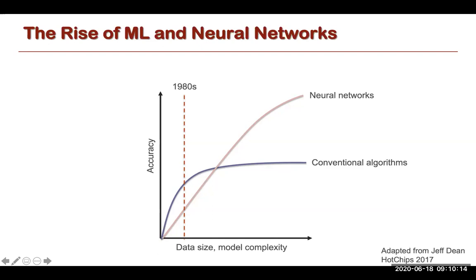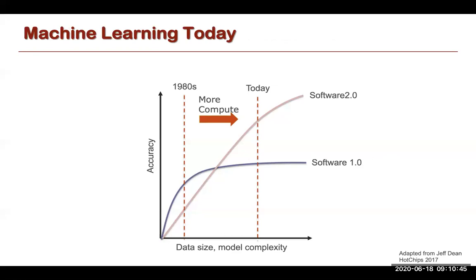And this happened both for very complex problems like image recognition, and also for things like natural language processing. And what enabled the ability to process huge amounts of data and train these large models was the increasing amount of computation available, typically in the form of GPUs.